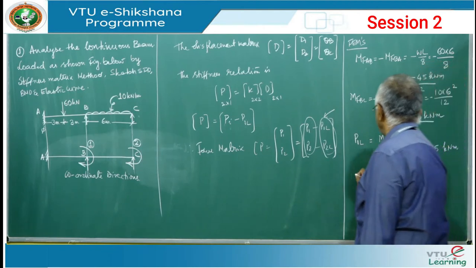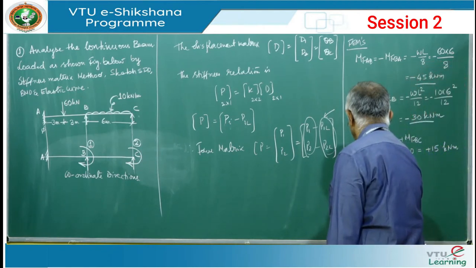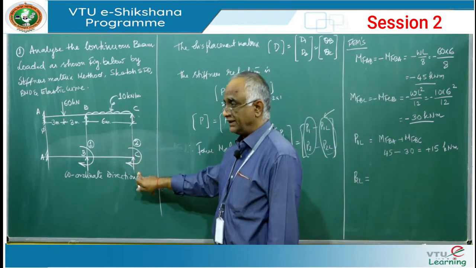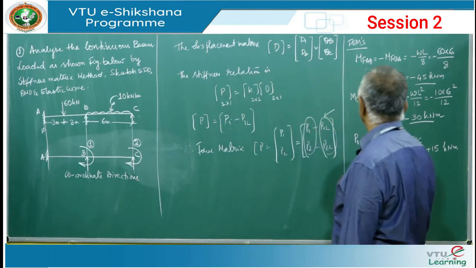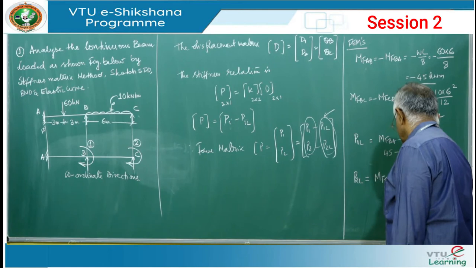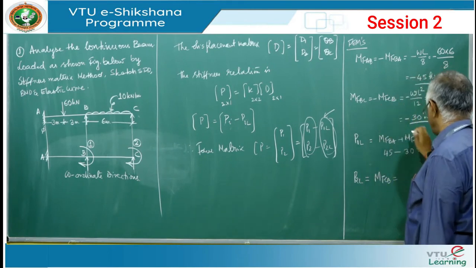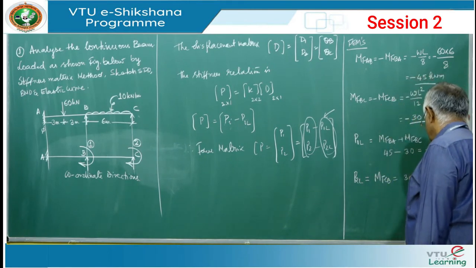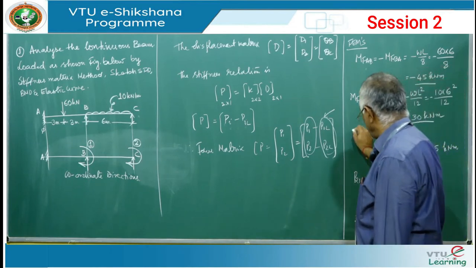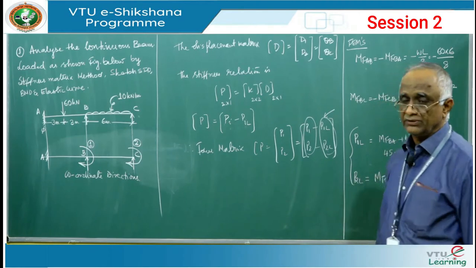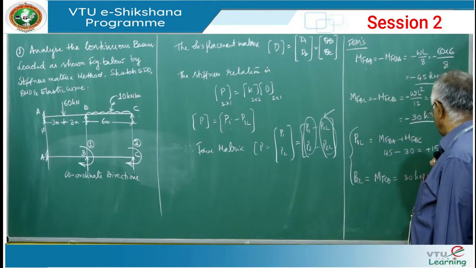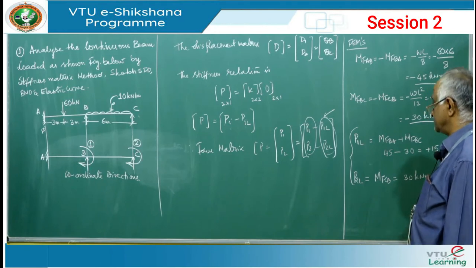So let me take P2L now. P2L, look at the direction here. At C, you will get only the end moment at that point, that is equal to MFCB, that is equal to minus minus, it is plus 30 kilonewton meter. So due to the applied load along the direction of the coordinates, we got both the values of the moments, that is the force matrix part of it, plus 15 and plus 30.